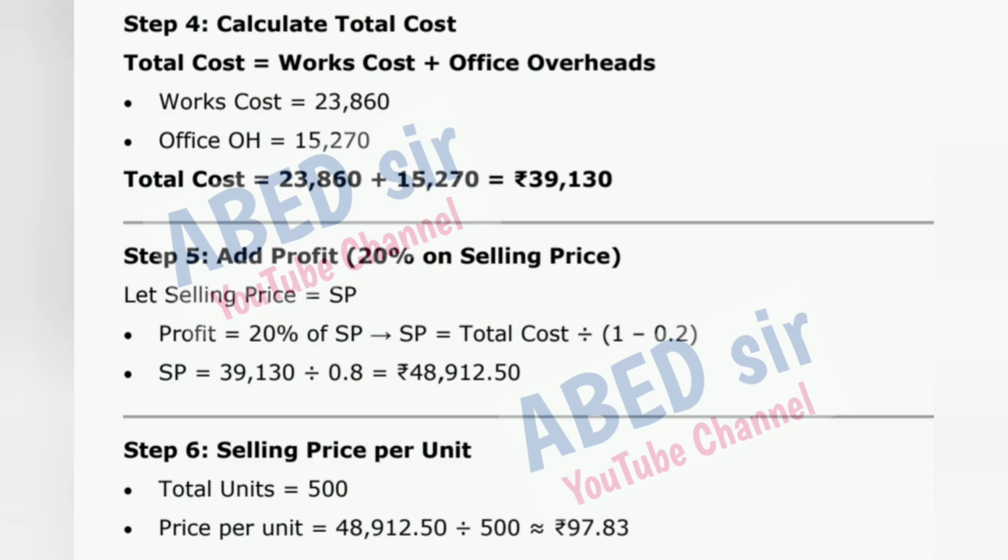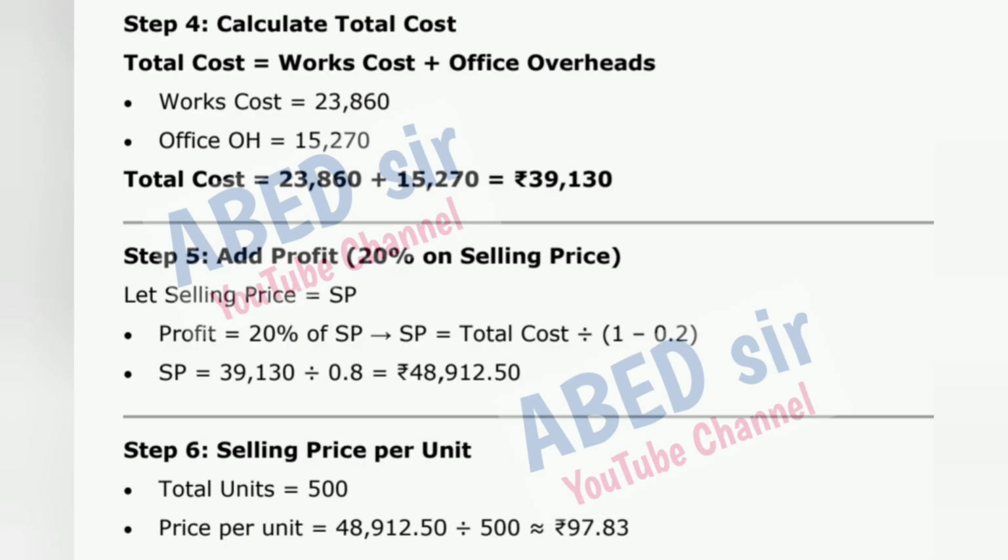Total cost is equal to works cost plus office overheads. Works cost is equal to 23,860. Office overhead is equal to 15,270. Total cost is equal to 23,860 plus 15,270 is equal to 39,130 rupees. Step 5. Add profit, 20% on selling price.